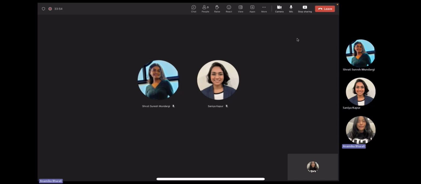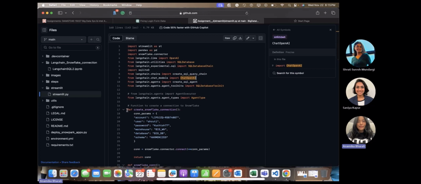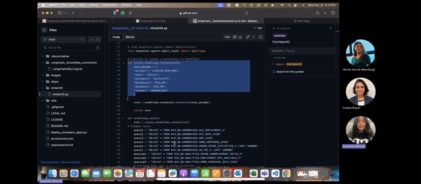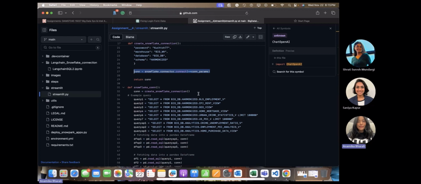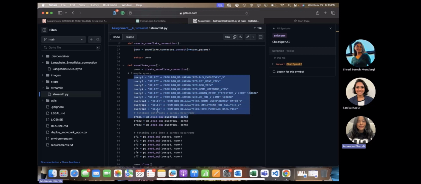Hi guys, so I'll be going over the LangChain integration. We just created a connection with the Snowflake database and created an instance con. Now using this con, we'll be creating different data frames using Pandas. We've given all the queries, and we've just done select star so that we get the whole of the views that we have created in Snowpark.